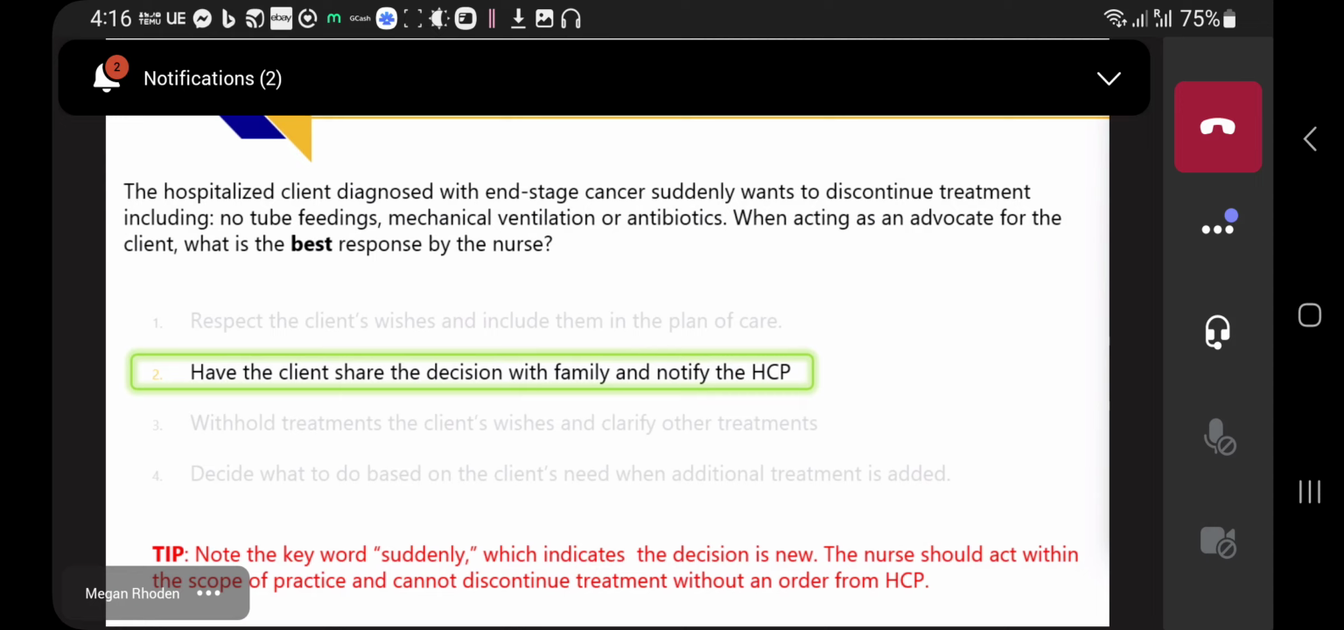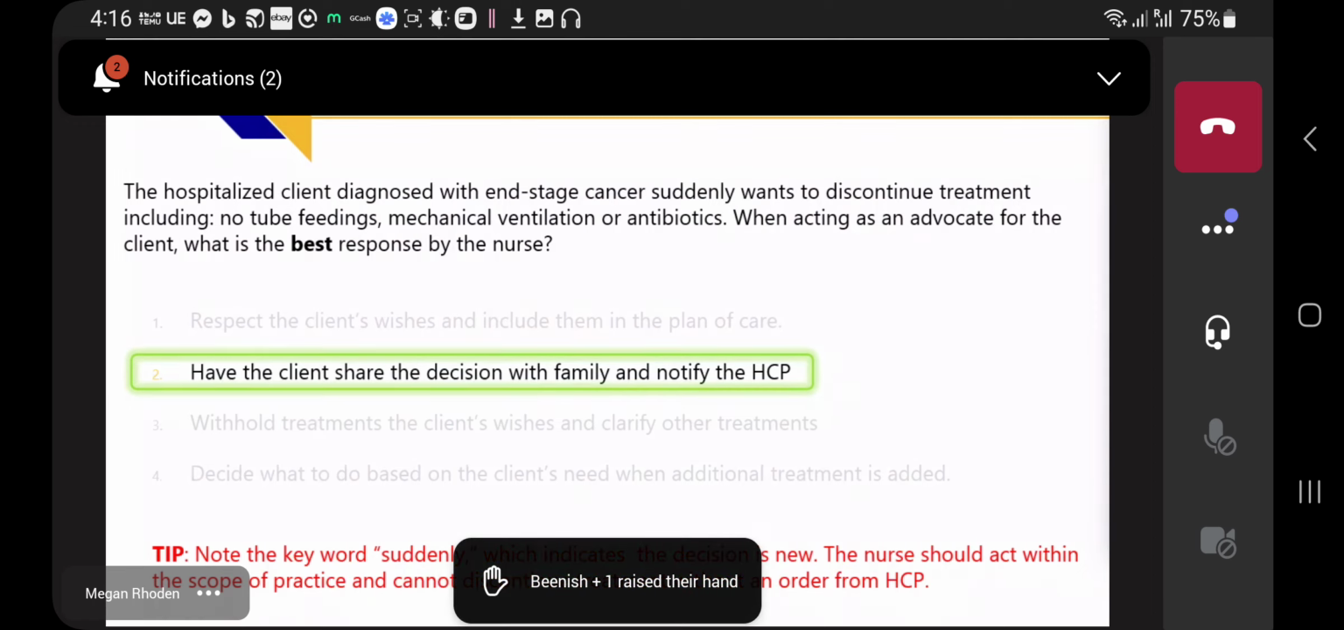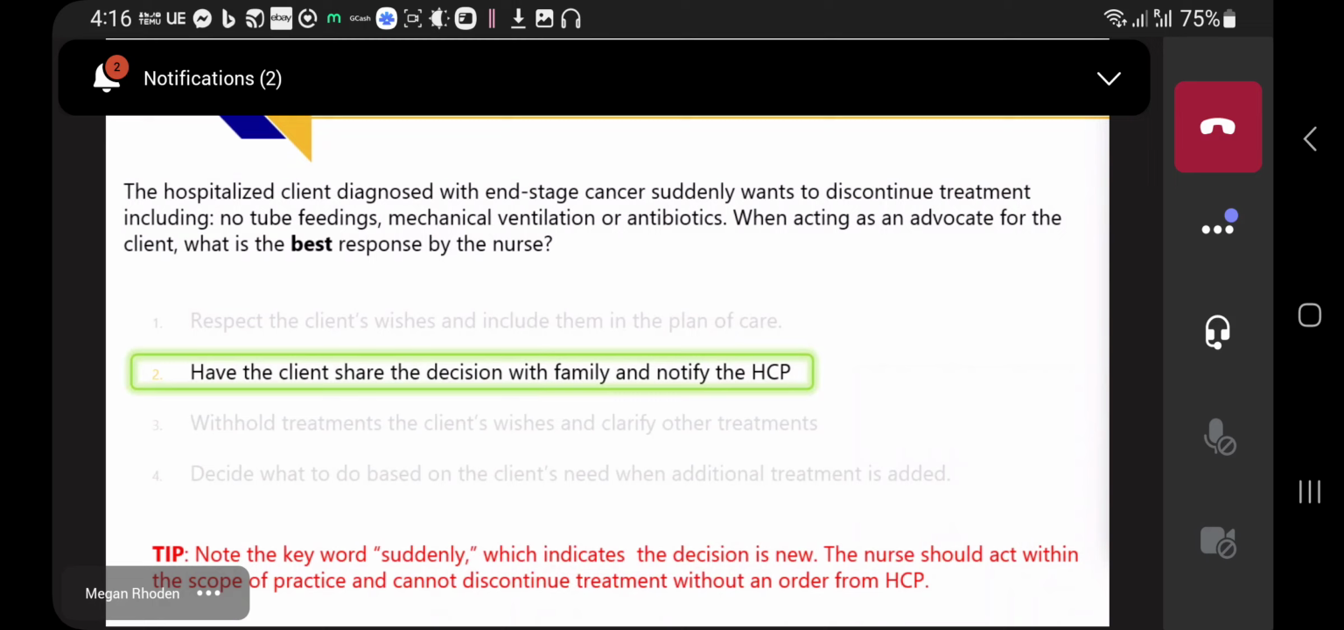Somebody also asked, what about confidentiality? So in advocating for the client, the nurse should contact the HCP and encourage the clients to share the decision with the family. To advocate for someone means to speak for that person when the person isn't able to speak for his or herself. The client is still able to make his or her own decisions, which will be better supported when the client shares this with the family and the HCP. So confidentiality here is not being broken. We are encouraging the client to share this decision with the family and notify the HCP. Okay.